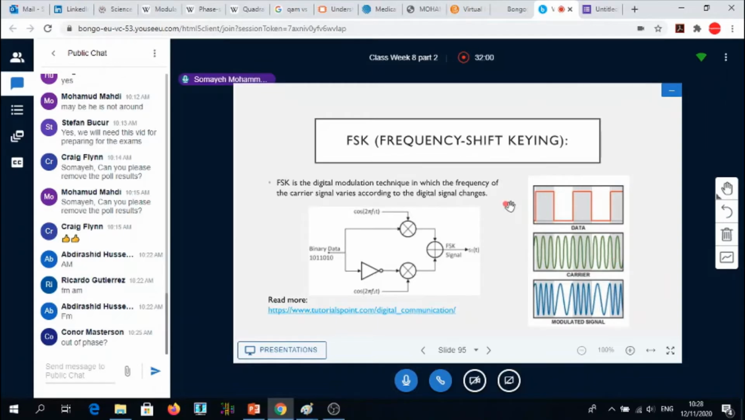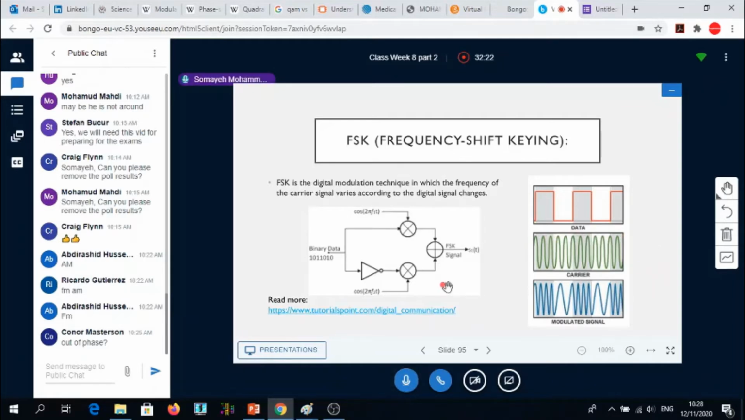So here we are looking at another type of modulation. It is called frequency shift keying. In this case, we are changing the frequency. It is slightly similar to FM, you might say, but the difference is that here we have digital data.